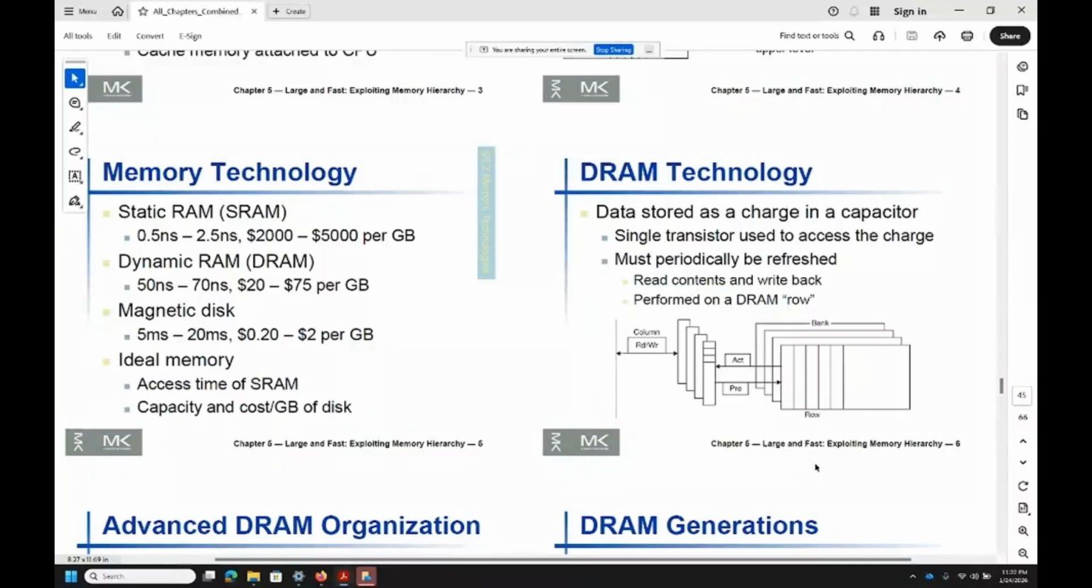So dynamic RAM is much more capacious than static RAM. You have 24 GB DIMMs. I'll tell you what a DIMM is also. A stick of RAM is called a DIMM, which stands for dual inline memory module. I'll tell you what that term means too, but it's about 10 times slower than static RAM. So if 1 nanosecond is a 1 gigahertz processor, then you've already gone from one cycle to needing 50 cycles for accessing DRAM. And magnetic disk is 5 milliseconds to 20 milliseconds, which is HDD.